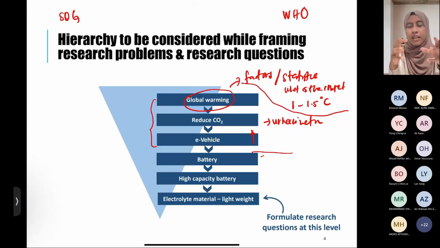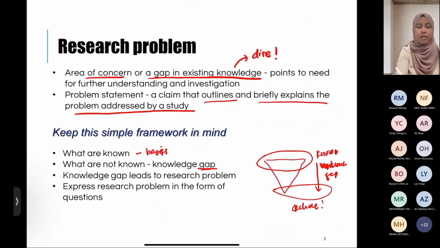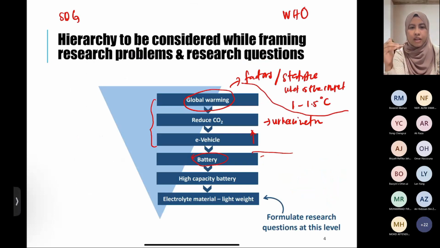So the problem with the e-vehicle is the charging of the battery. The battery is the problem. All right. Now, the battery is the problem. This is where we are starting to go to the gap. Battery is the problem of the e-vehicle right now.